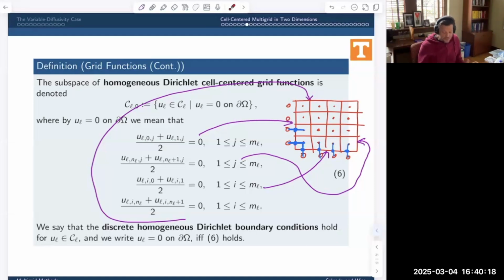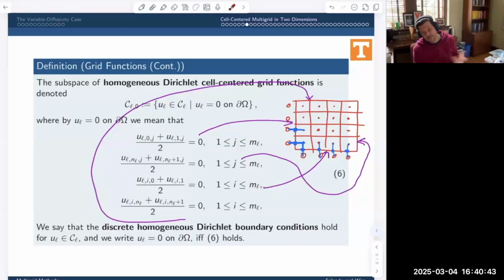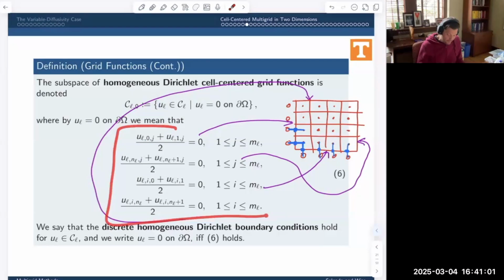As I said, that eliminates the ghost cells as degrees of freedom. And so I'm really restricting how many degrees of freedom functions in this subspace have. All right. Now, if I have a function that satisfies these conditions, then we say that the discrete homogeneous Dirichlet boundary conditions hold, even though its values at the boundary aren't exactly precise. And of course, we're going to write this for those words. And 6 is, of course, the sets of equations that we need to hold at some level L. Okay, so these are my 4 sets of equations that describe the discrete homogeneous Dirichlet boundary conditions. Right.